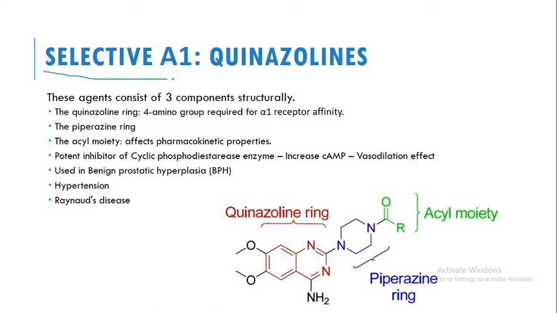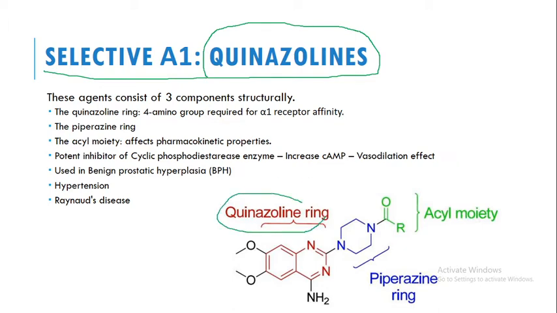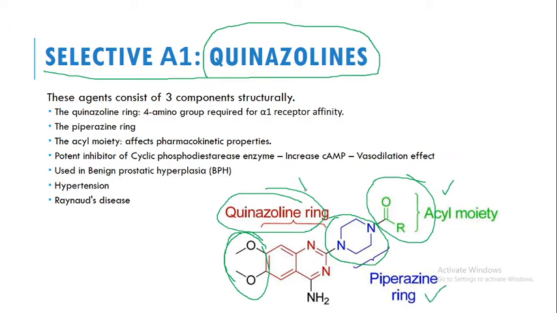Next is the selective alpha 1 receptor antagonists. The basic ring present in the structure is quinazoline. So this is a quinazoline ring, where this is the fourth position, then 5, 6 and 7 positions where methoxy groups are there, and this is the piperazine ring and the acyl moiety. So these three are the important structural features. One is the acyl moiety, next is the piperazine ring, and the quinazoline ring with methoxy groups at the 6 and 7 positions.